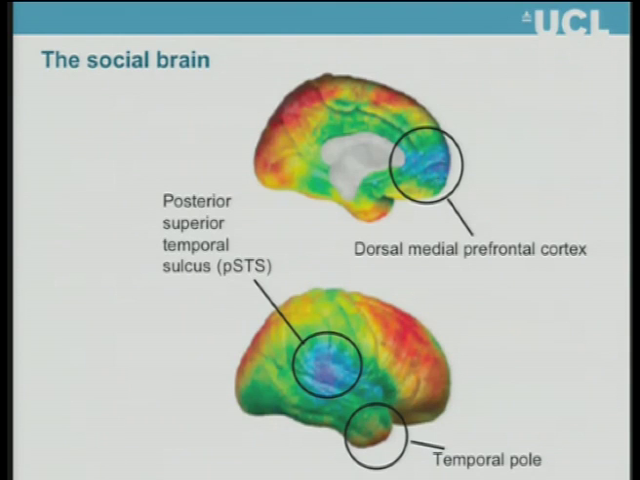And the social brain includes these areas here. So we have dorsal medial prefrontal cortex right at the front of the brain in the midline, and then two regions on both sides of the brain, the posterior superior temporal sulcus, or the pSTS, as I'm going to be calling it, at the side just behind the ears, and the temporal poles on both sides, slightly lower down in the temporal cortex.